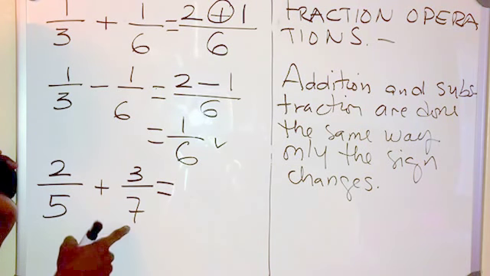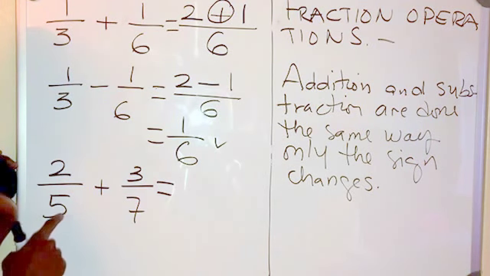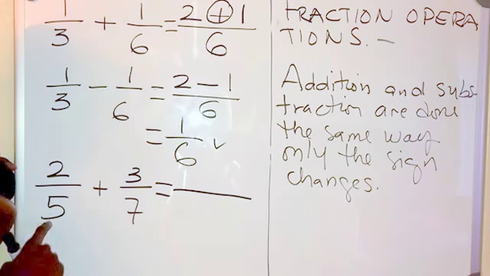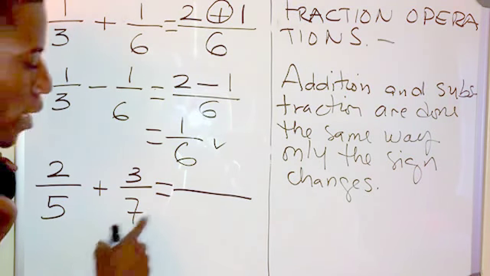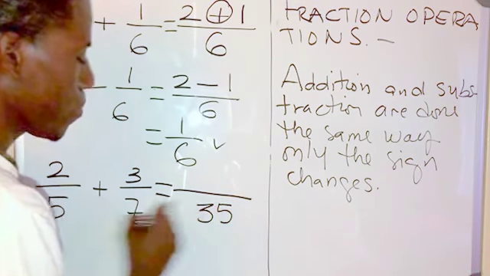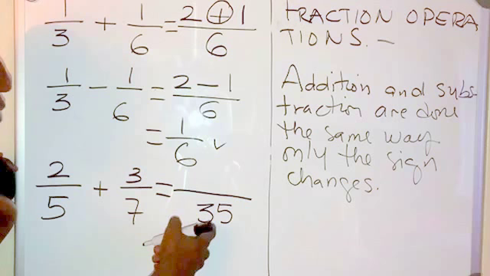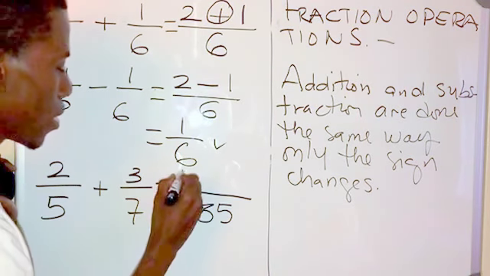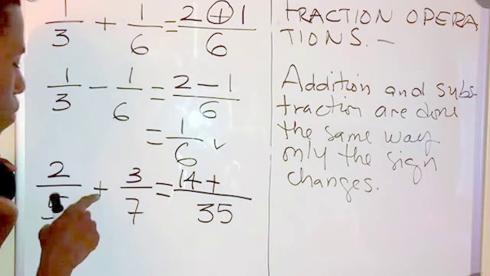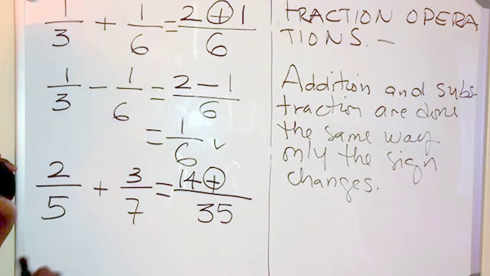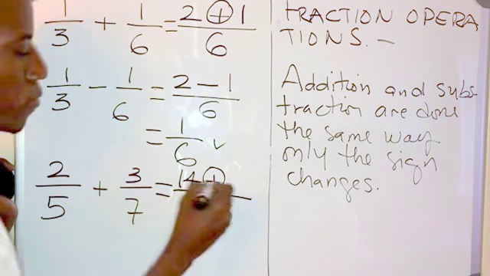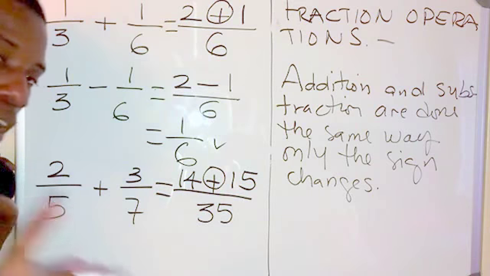So because of that, we can multiply 5 by 7 to make the denominator. We said 5 times 7, that's 35. So now we say 35 divided by 5, that's 7. So 7 times 2, that's 14. Plus. So I say 35 divided by 7 is 5. 5 times 3, that's 15. Okay, you see how I did it?